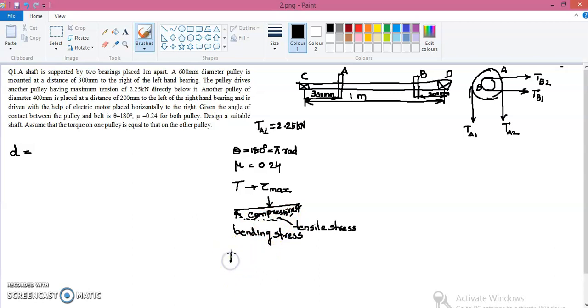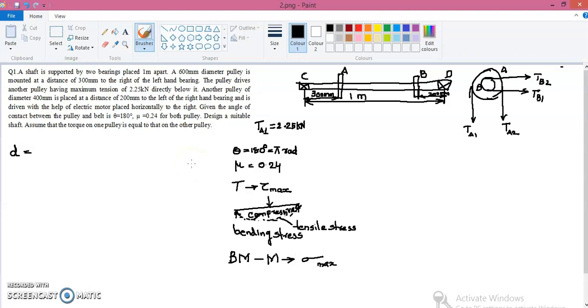So I'll represent this bending moment as Bm. This bending moment is producing a normal stress, sigma. So we have two types of stresses acting on the shaft. The first one is a shear stress because of the torsion, because of the twisting, because of the rotation of the shaft. The second one is a normal stress sigma, and that is because of the bending of the shaft. That is because of the tension acting on the pulleys. So these two we have to consider.